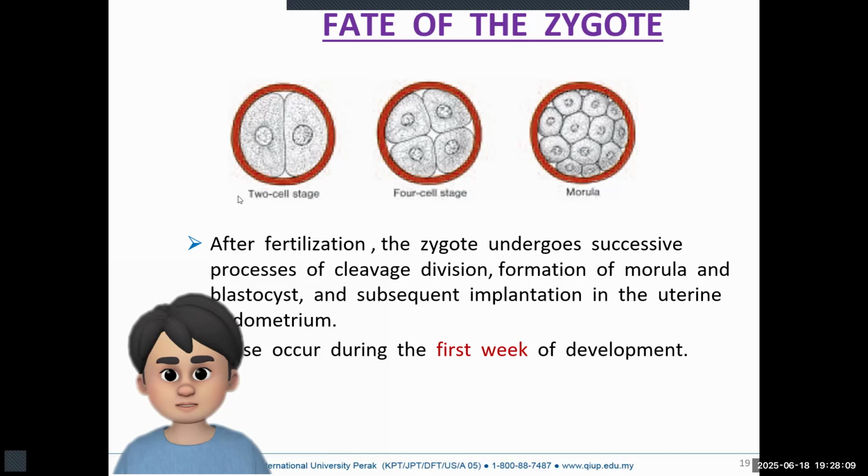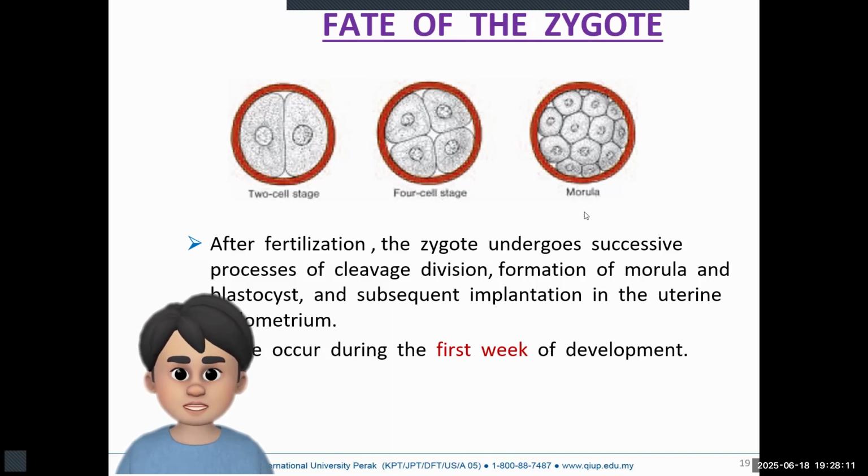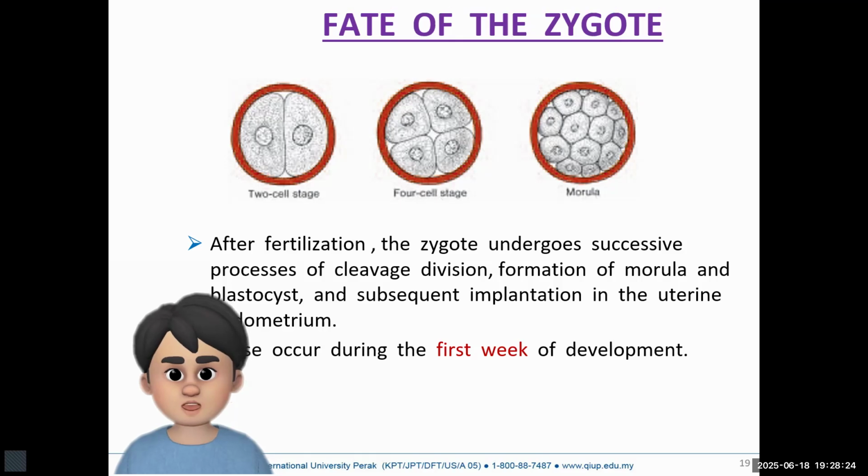Fate of the zygote. You get a 2-cell stage, 4-cell stage, then the morula. After fertilization, the zygote undergoes successive processes of cleavage division, formation of the morula and blastocyst, and subsequent implantation in the uterine endometrium. These occur during the first week of development.